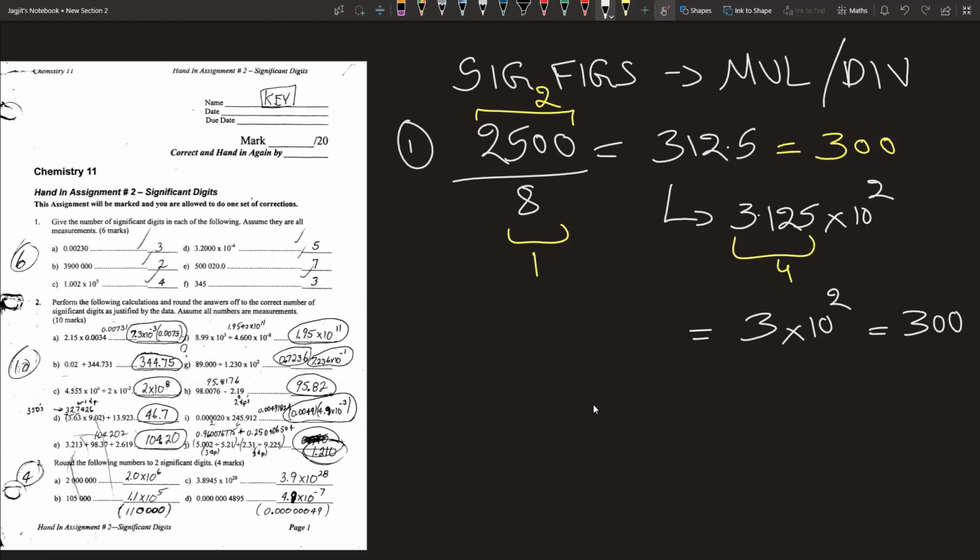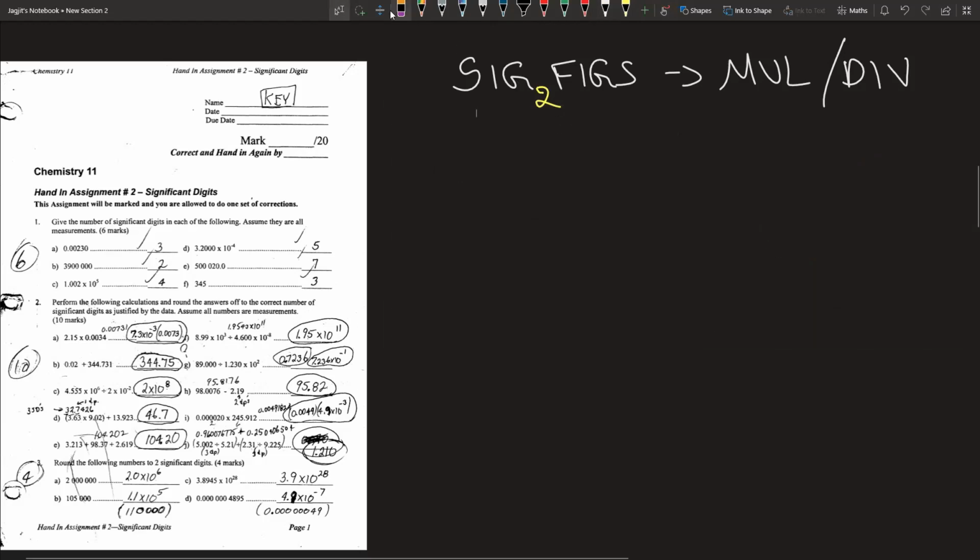Sort of. It will require some practice. It will definitely require more practice, but that's the gist of it. What you need to know is, if you're multiplying or dividing numbers, you're going to use the least sig fig of any number that's involved in the calculation. Okay, so let me give you another example.